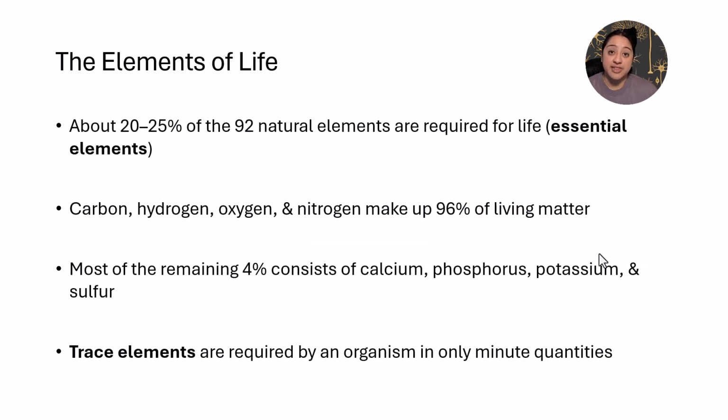And so the elements of life: there are some elements that are most common in living things. About 20 to 25% of the 92 natural elements are required for life. These are considered essential elements because they're essential for life. Of all of those elements, the ones that make up the most of it are carbon, hydrogen, oxygen, and nitrogen. Those elements make up 96% of living matter. And most of the remaining 4% is calcium, phosphorus, potassium, and sulfur.